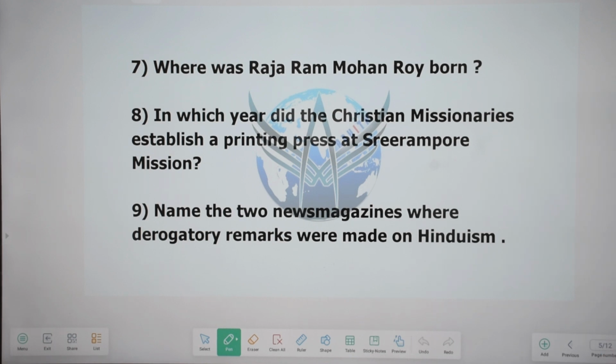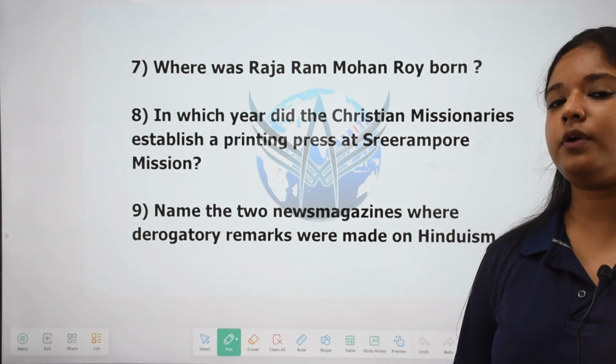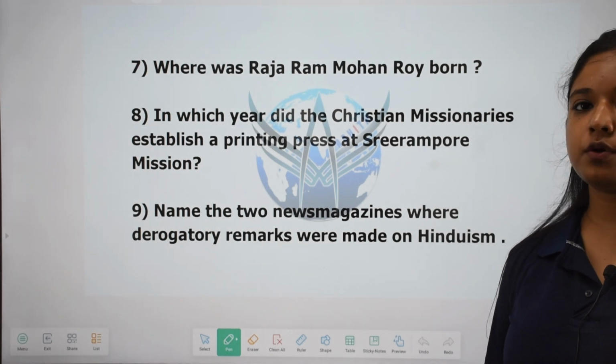Next, name the two news magazines where derogatory remarks were made on Hinduism. So after introducing the printing press, the Christian missionaries also published some news magazines, right?